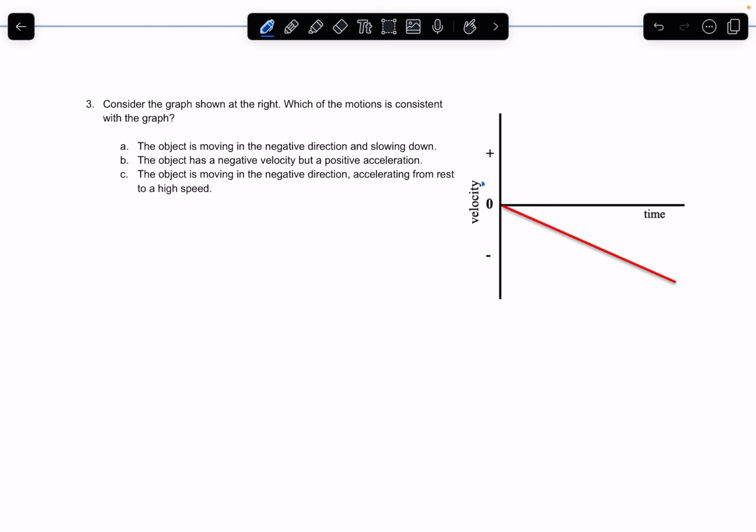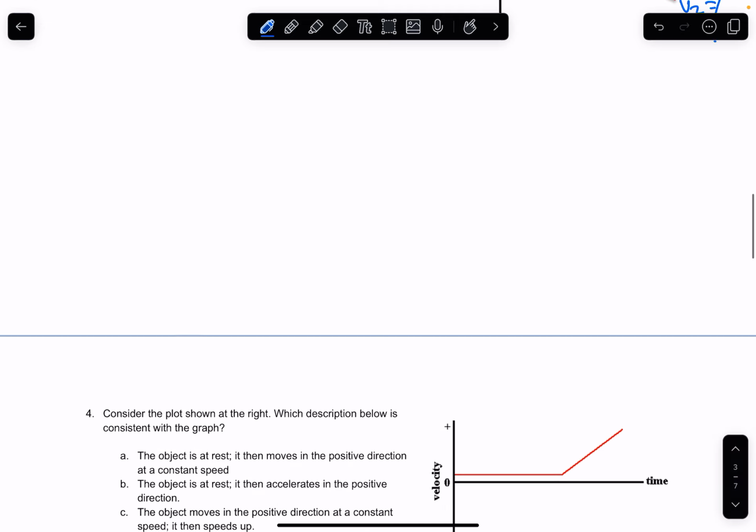This is not a position time graph, but a velocity time graph. Again, the way I like to think about this, he's starting at a speed of 0, so v1 equals 0, and then v2 equals some negative number, like negative 10. So what is happening if he's going from a 0 speed to a negative 10 speed? What does that mean? Think about that.